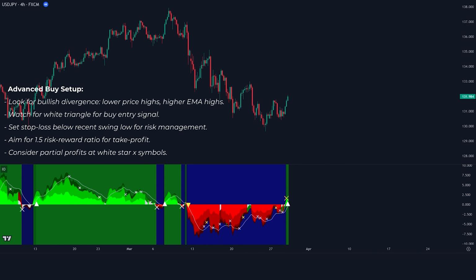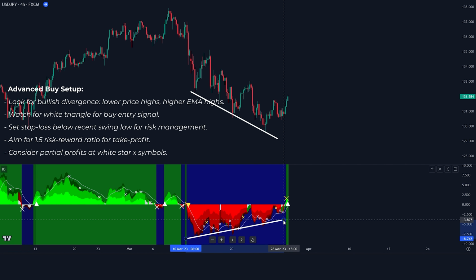Let's look at another advanced buy setup. We first watch out for bullish divergence. Here, we observe that the price forms lower highs and lower lows, while the Ichimoku Oscillator EMA makes higher highs. This scenario presents a potential opportunity to consider entering a long position.